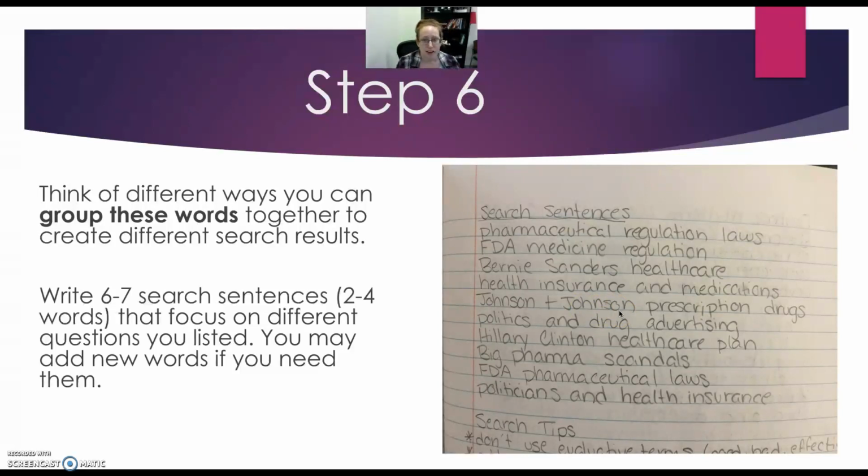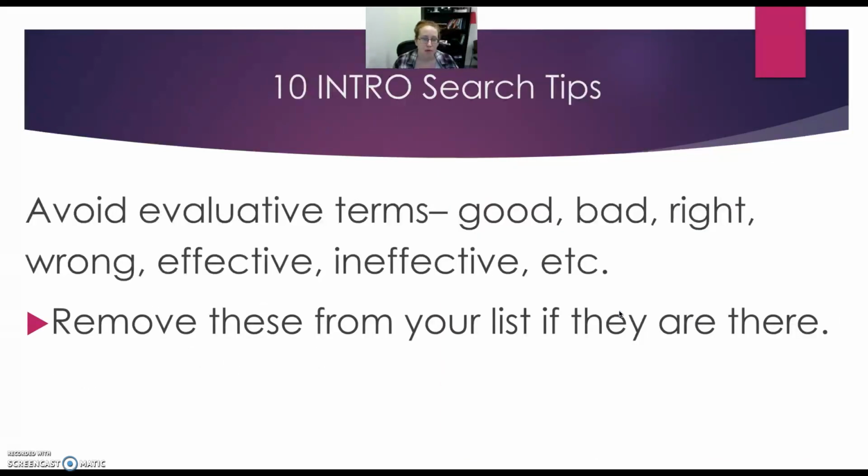So take maybe 5 minutes and try to come up with a list of 7 groups of words that are different and are going to come up with some different information. So I'm going to give you 10 tips, and I'm going to ask you to look at your list and make some edits just to make sure you get good results.